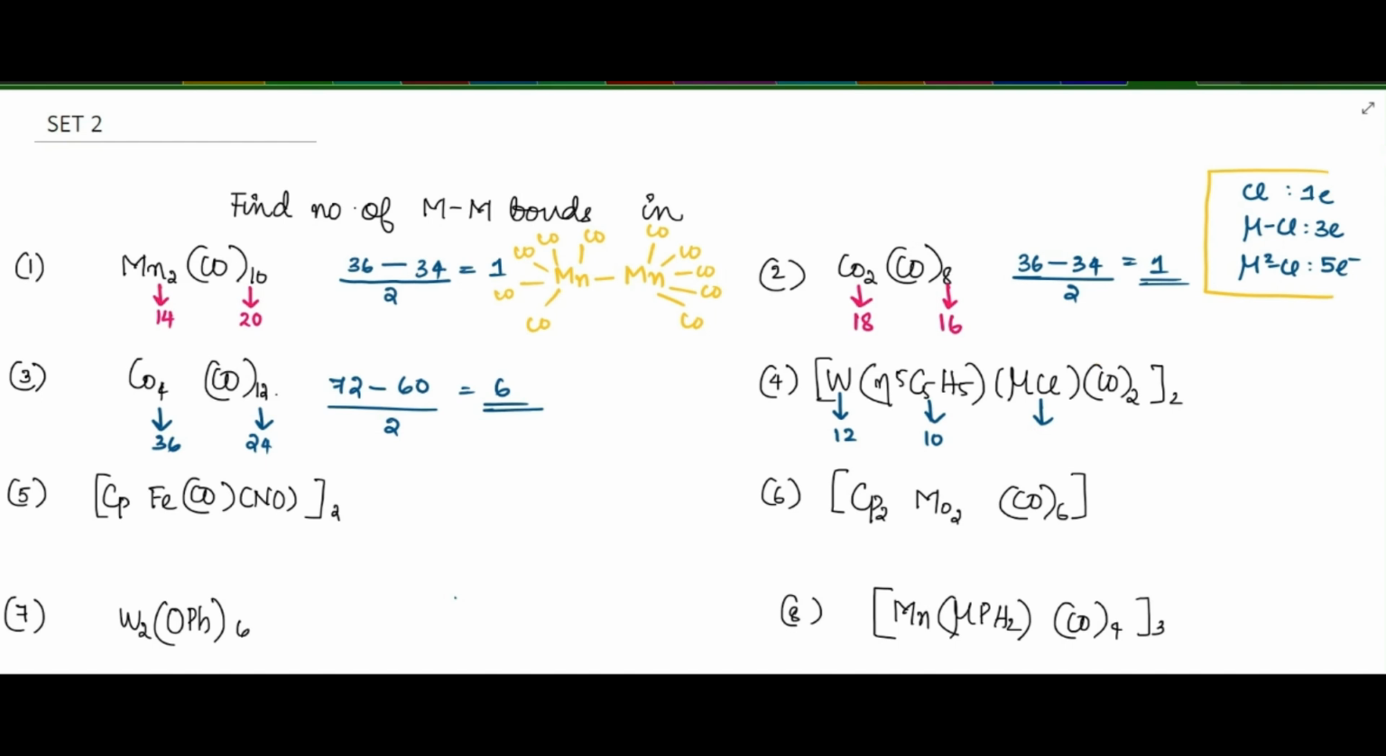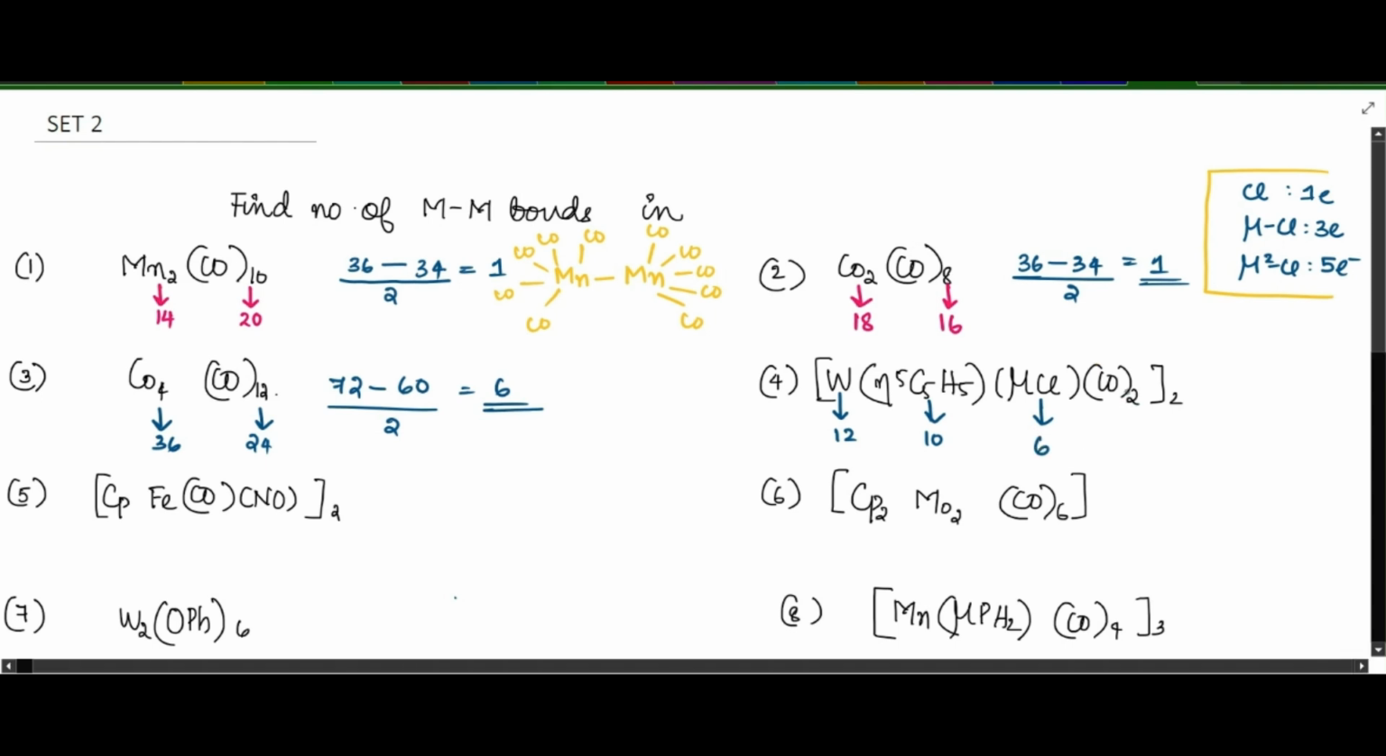So there are 2 mu chlorides. 3 into 2 is 6. Carbon monoxide here is 2. So total 4. 4 into 2 is 8. Calculate. So you have a total of 36, which was expected. Actually, 12 plus 10 is 22. 22 plus 14 is 36. Okay, yeah. The number of metal-metal bonds is equal to 0. Clear? Is it fine? Yeah. Next question. Try.